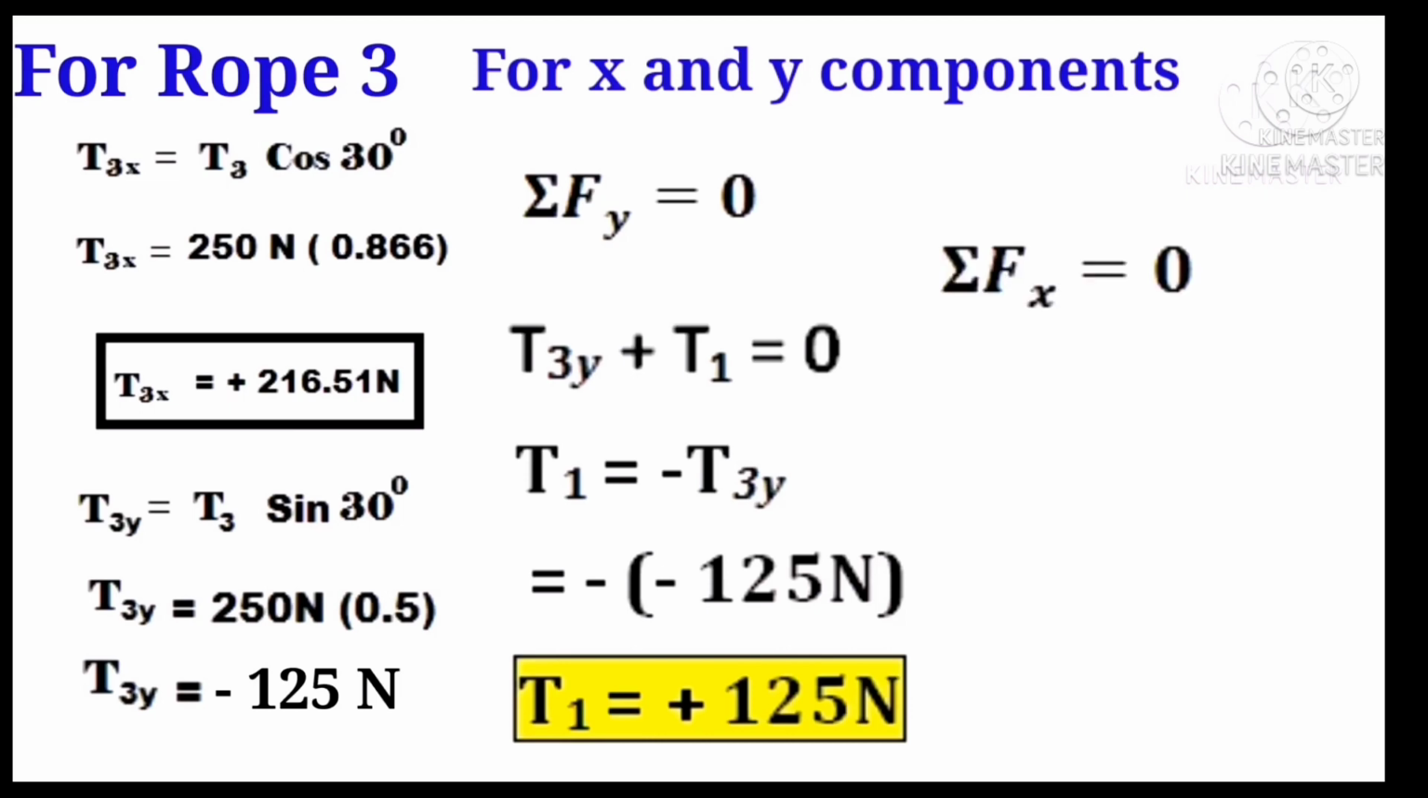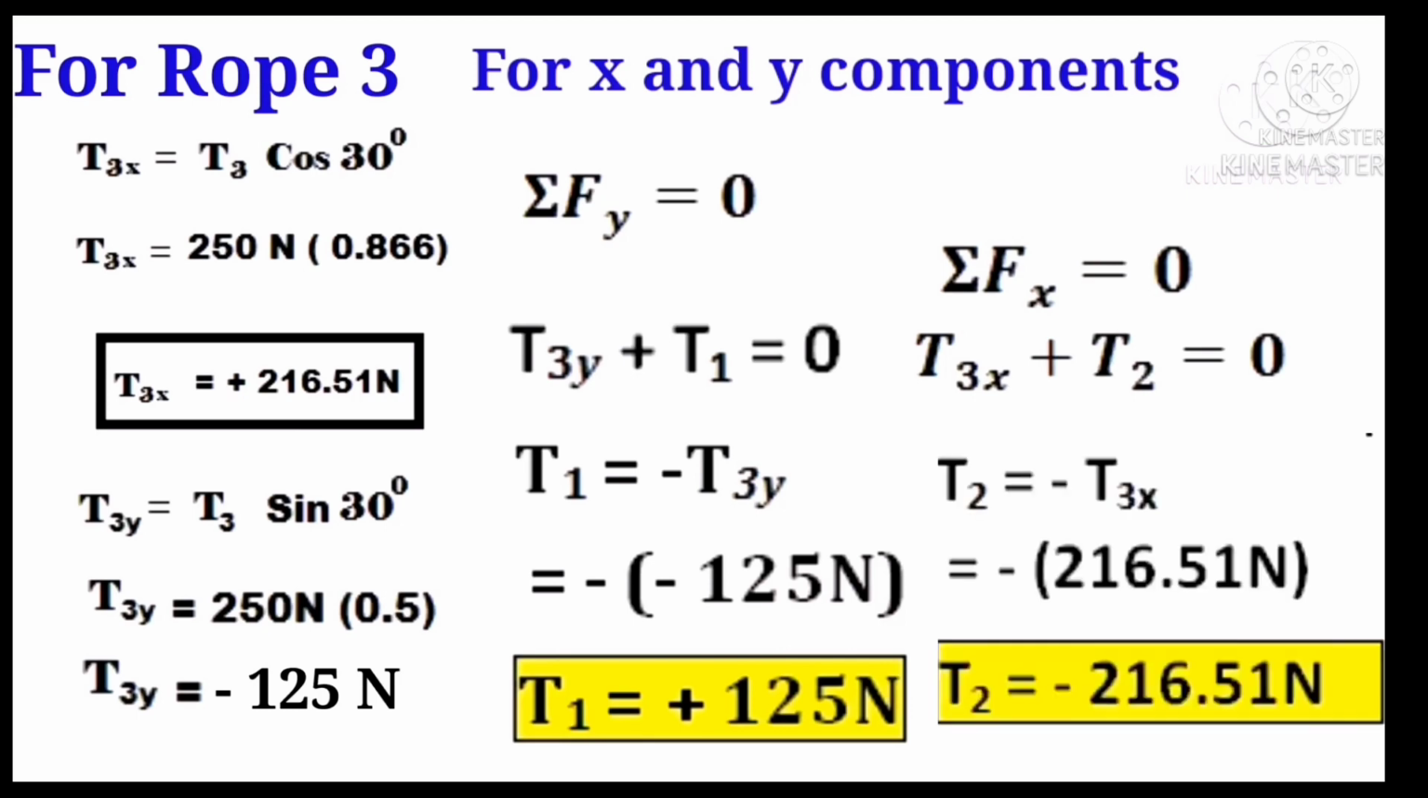There is also no motion along the horizontal. Thus, the sum of all the forces acting on the ring along the horizontal must also be zero. So, the sum of all the forces is T3x plus T2 equals zero. Then, we move T3x to the right side to get the value of T2. Then we substitute the value of T3x, which is 216.51 newtons. So the final answer is negative 216.51 newtons. This means that the tension in rope 2 has a magnitude of 216.51 newtons and is directed to the left.